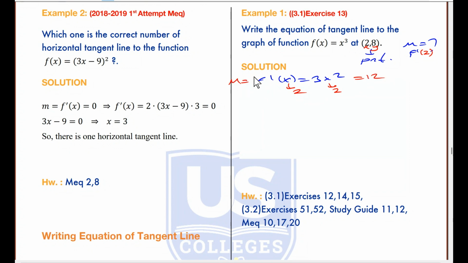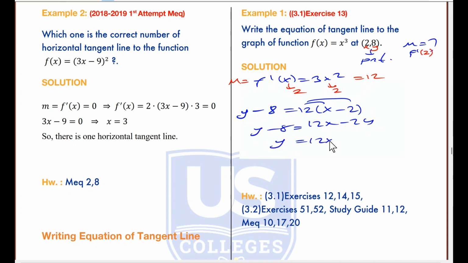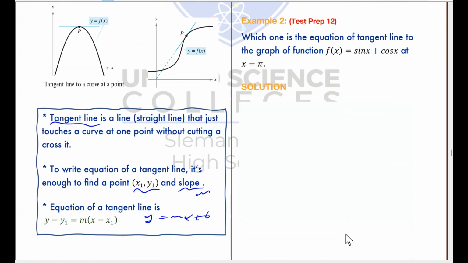We already knew our point, so we can write the equation by y minus y1, which is 8, equals m, which is 12, in a bracket, x minus x1, which is 2. It's pretty simple if one of the elements is given. Now let's simplify. 12x minus 24. Now negative 8 to the other side. Y is equal to 12x minus 24 plus 8, which is 12x minus 16, right? So that's our equation of the tangent line. There are plenty of related questions about the same situation.